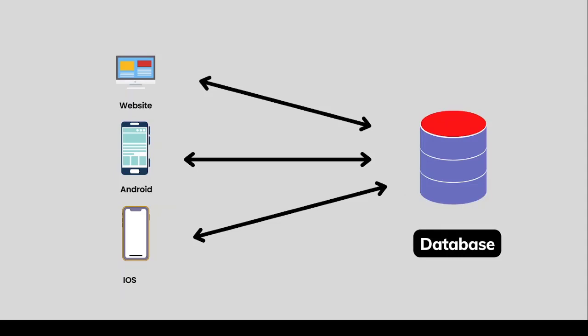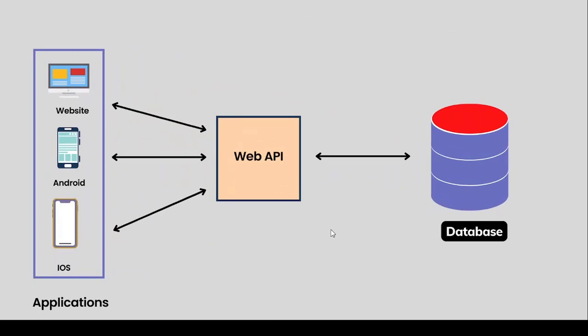So our goal is to establish a connection with the database, and for this we will create a web API project. As you can see in the diagram, we have created a web API project between our applications and our database. With the help of this web API we can interact with the database.